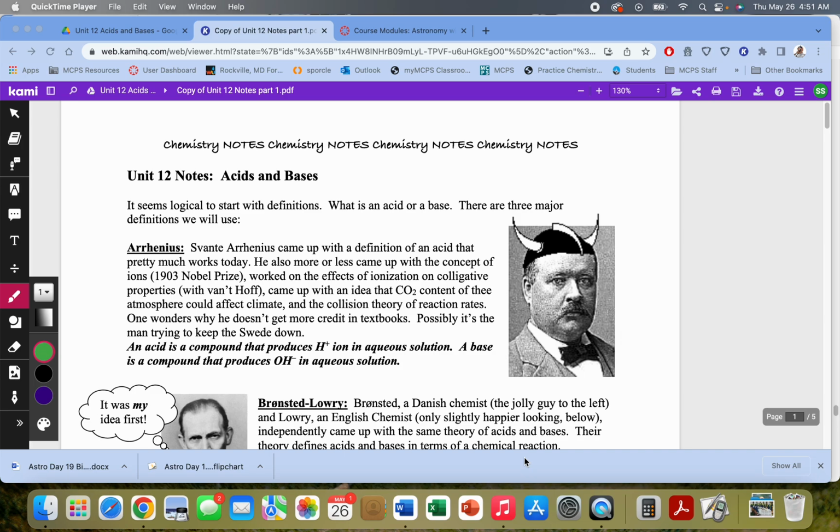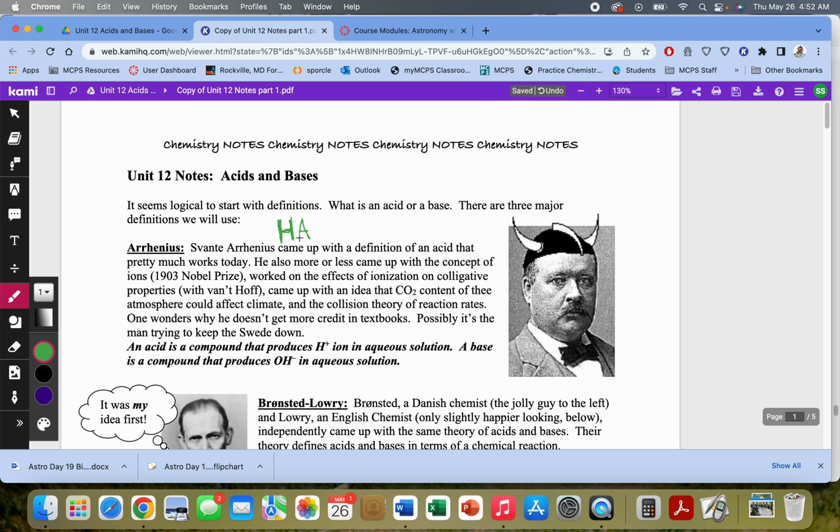In this unit, we're talking about acids and bases, and we need to come up with some definitions. Now, the simplest one is this definition by this guy named Arrhenius. And Arrhenius basically said that an acid looks like this. So an acid looks like this, HA, right?